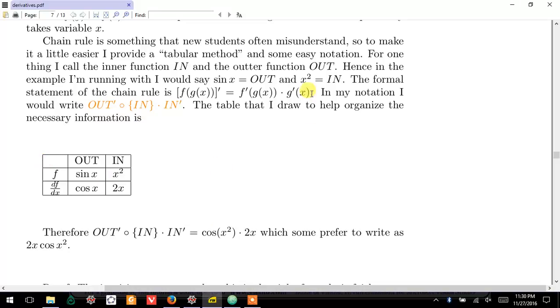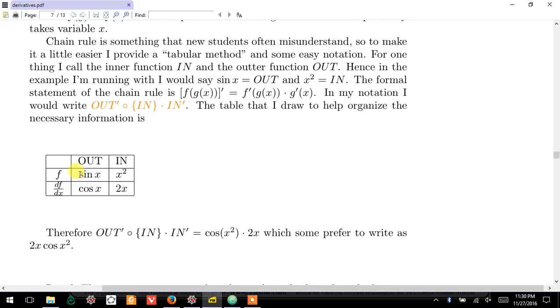So let's actually use it. Let's calculate the derivative of sine x squared, the example that we've been working with so far. The outer function, as we've said, is sine x. The inner function is x squared. We take the derivative of each of those, because we will need it, and here's what we do.